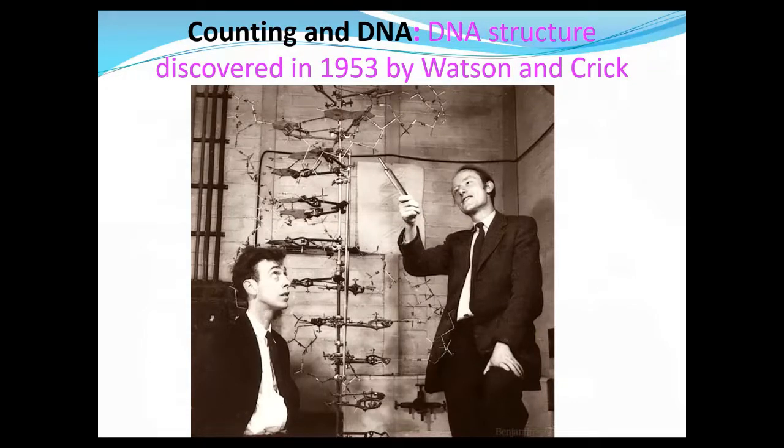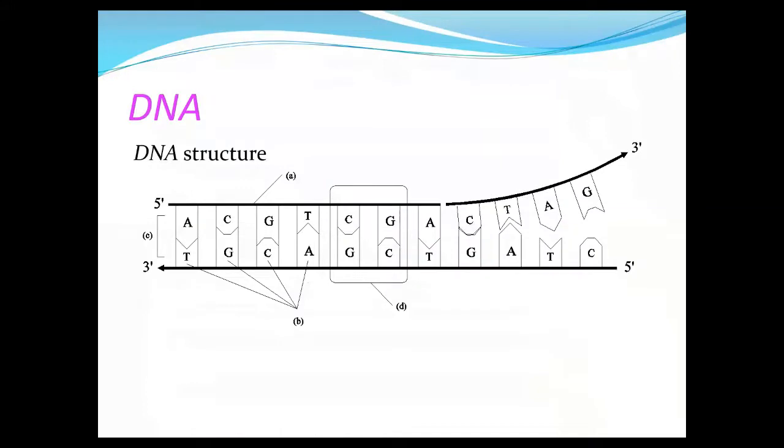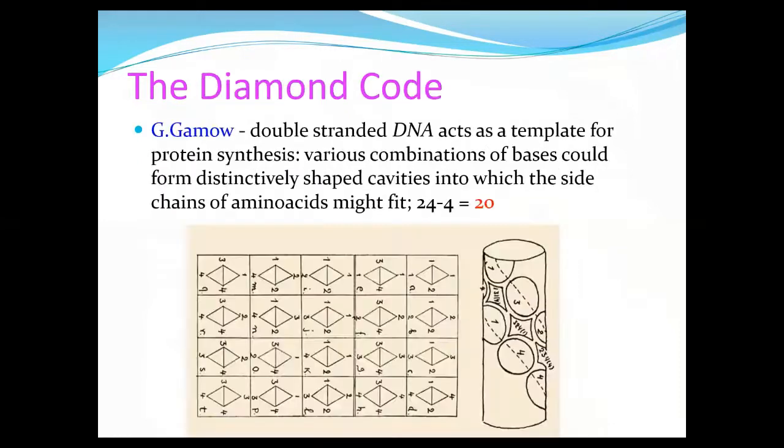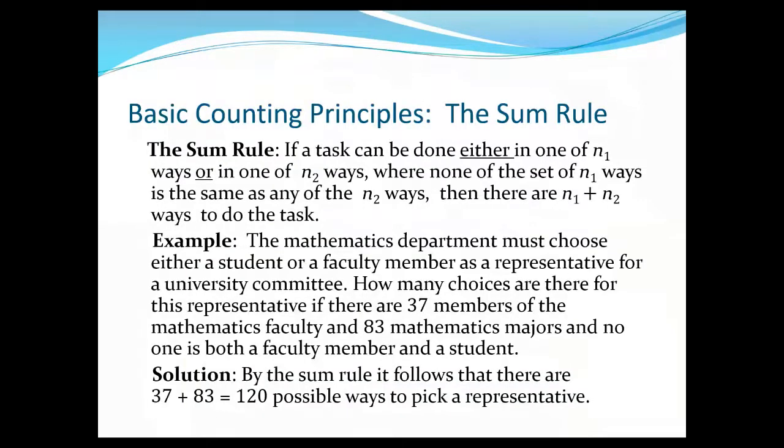One application of product rule is in determining our DNA or our RNA. It helps the scientists to determine the DNA structure, using product rule, using counting. I'm just going to show you some of the details about DNA, RNA, and others. Okay, so now let's move on with the sum rule.